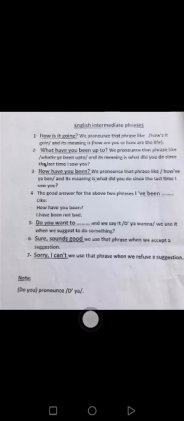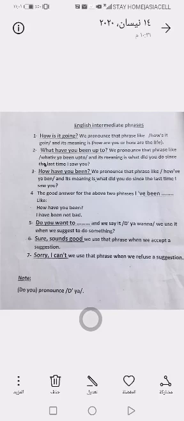Number two, what have you been up to? When I pronounce this phrase, I have to say it like "what have I been up to." And its meaning is, what did you do since the last time I saw you? Number three, how have you been? When I want to pronounce that phrase, I have to say "how have I been." And its meaning is, what did you do since the last time I saw you?